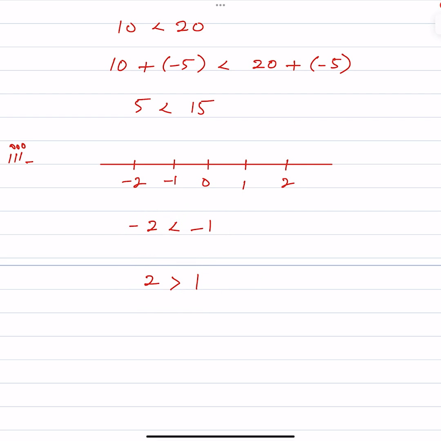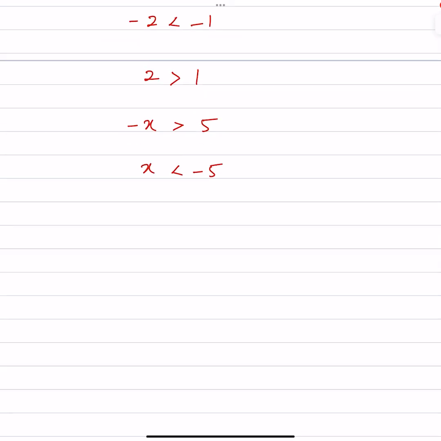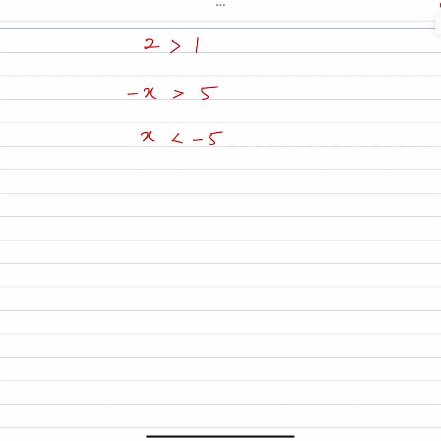It was less than, when you multiply it becomes greater, and an example is, for example, you have minus x which is greater than 5. When you multiply by minus, it is x is less than -5.